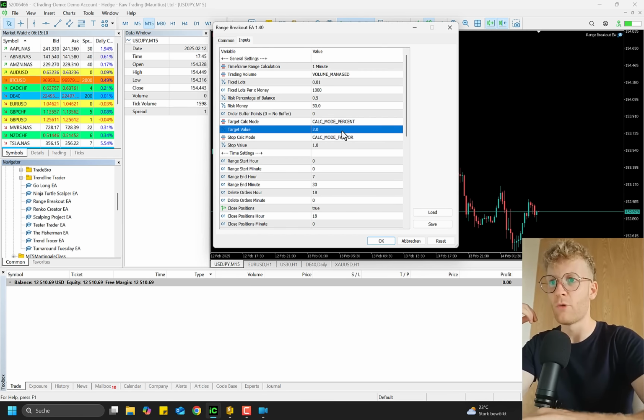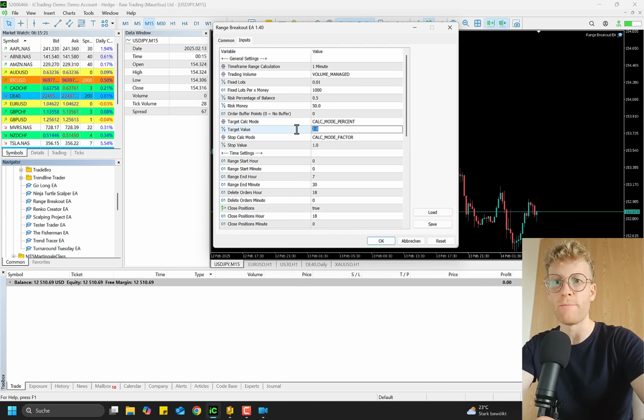Then we have calculation mode percent, and this is important. We again take this target value input, but here it means that it is a percentage of the current market price. So for example, if you're talking about a buy stop order and the buy stop is at 100, whatever currency or index or stock this is, and you have calculation mode percent and 2 as an input here, then it would be 2% of 100. So the TP would be at 102, 2% of the current market price.